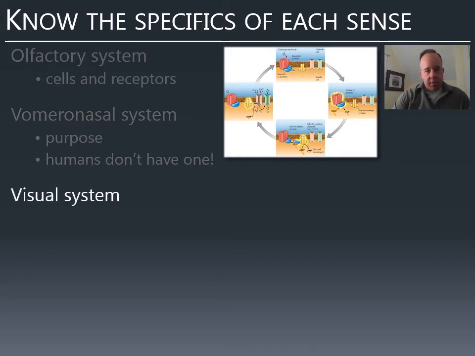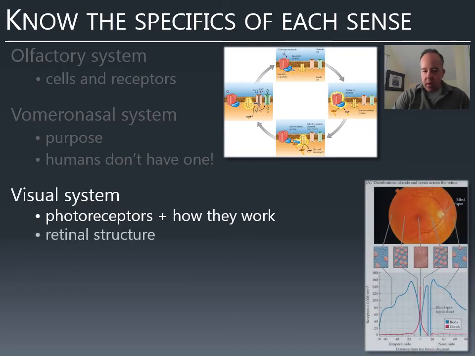The visual system. So we spent an entire lecture on the visual system. It was the sense that we went into most detail for, so spend proportionally more time on it when you're studying. Understand what photoreceptors are. Know how they work. Again, sensory transduction. How do we get from a photon to action potentials, to neurotransmitter release?